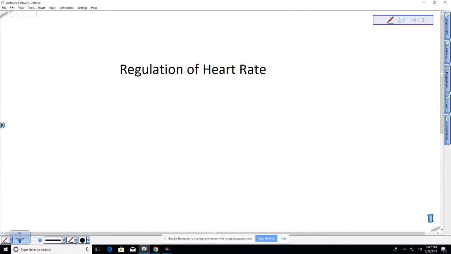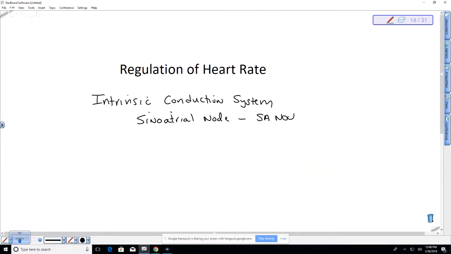So the heart has what is called the intrinsic conduction system. Intrinsic means inside. Conduction means it's conducting an electrical signal, and it involves more than one component. The first part of the intrinsic conduction system is what is called the sinoatrial node. We call this the SA node. It is also called the pacemaker of the heart.